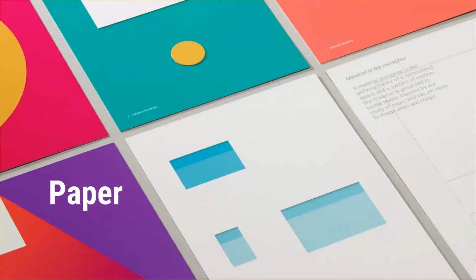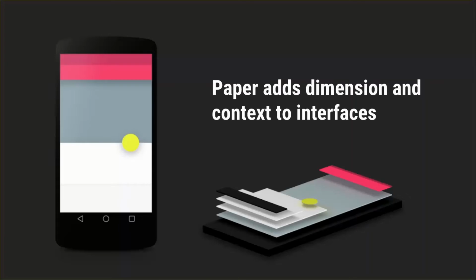So what they came up with in material design are two main tools, I guess you could say. The first one is paper. So again, they played around with paper, and they thought of their interface as sort of material. The material that the interfaces are made of is metaphorically paper. Now, paper can be stacked on top of each other, and so they can have relation to each other, and that means paper adds dimension and context to interfaces.